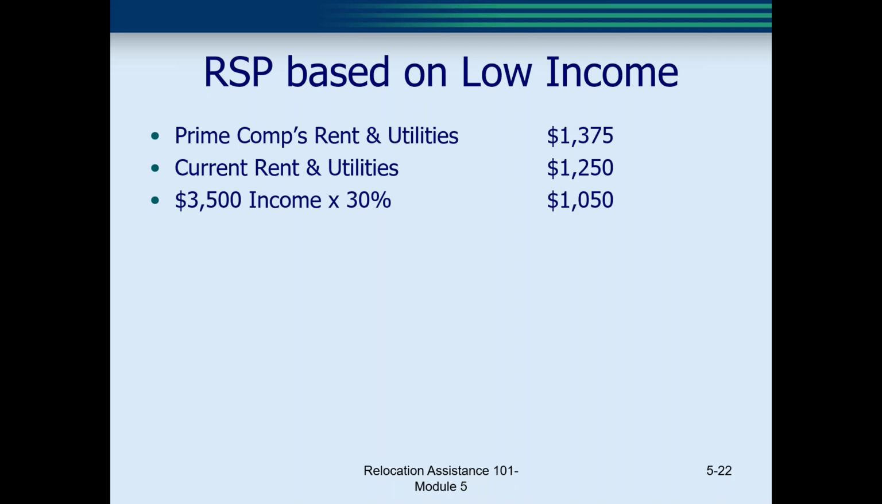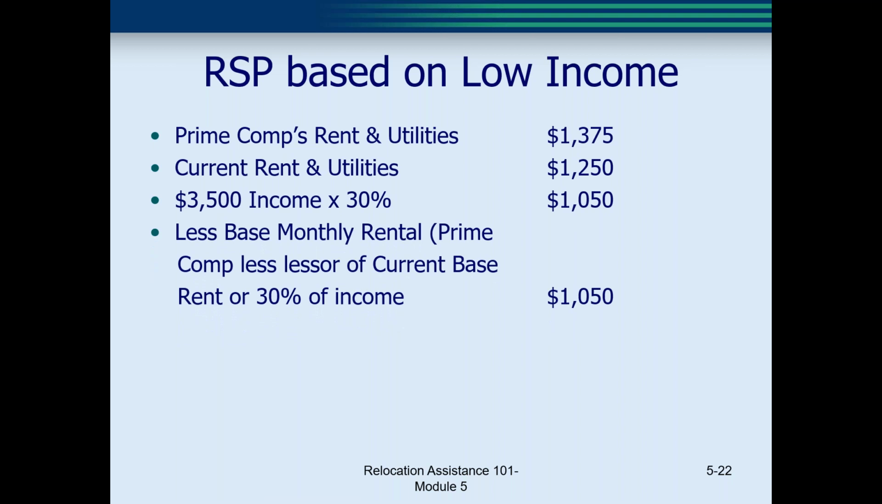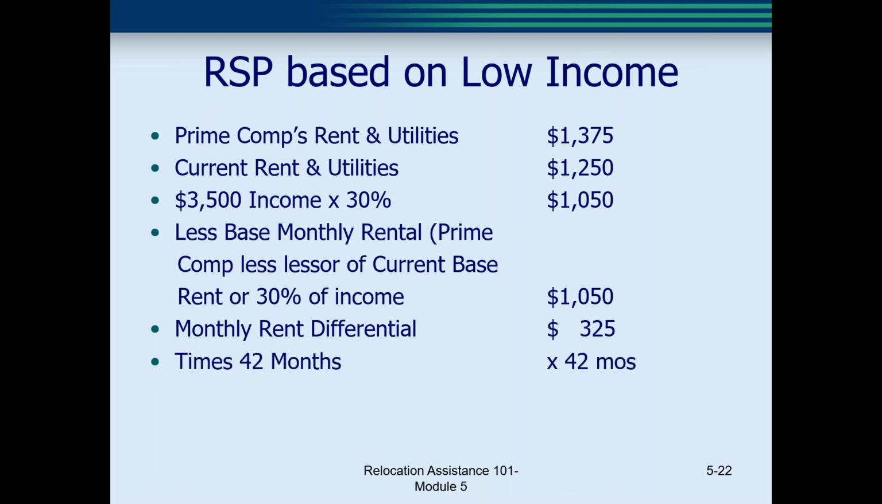That means they're currently paying more than 30% of their income. So instead of using the $1,250, you're using the $1,050. Comparing that, you subtract $1,050 from the $1,375. So now you have $325, instead of the amount you had before, and you're going to times it by 42 months. Now the rental assistance payment is $13,650, again because of the low income.